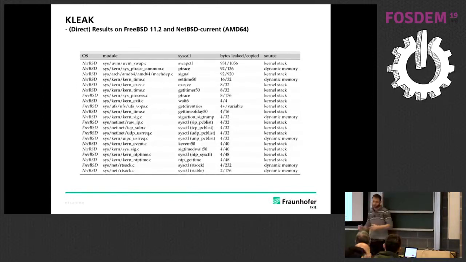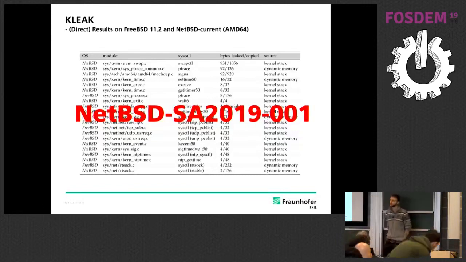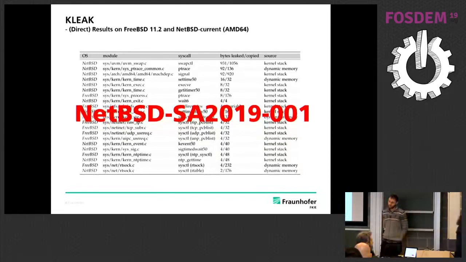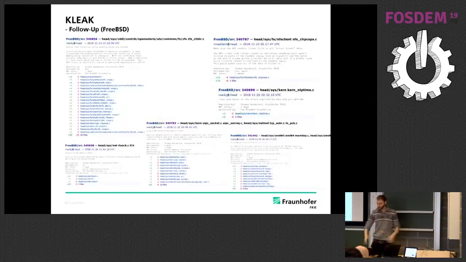by using KLEAK. So I was told there will be soon a security advisory by NetBSD about many leaks, more than 15, 16. I don't know what happened to the FreeBSD leaks. They were all fixed, but there's no security advisory so far. What happened was kind of a cool follow-up by the FreeBSD devs.